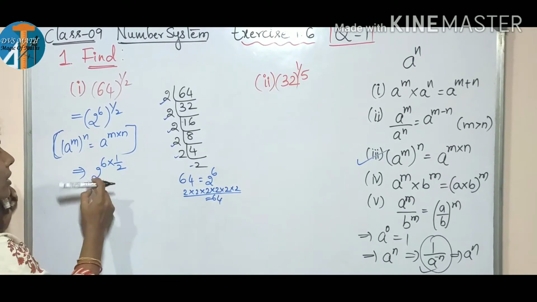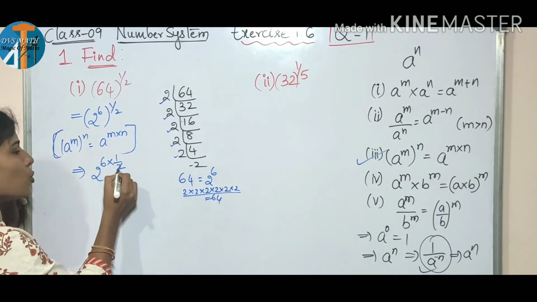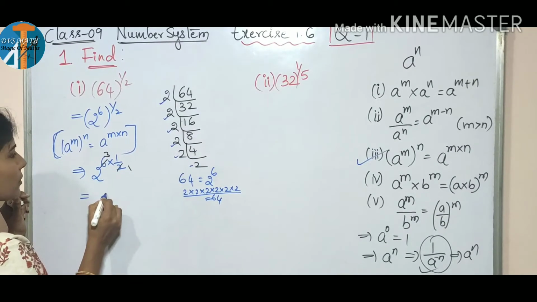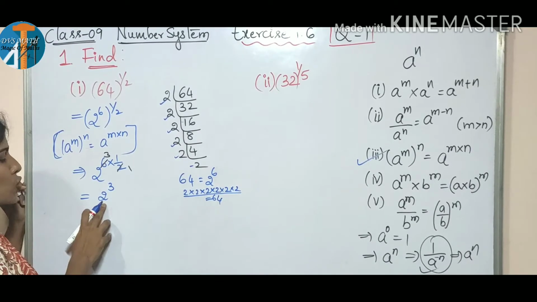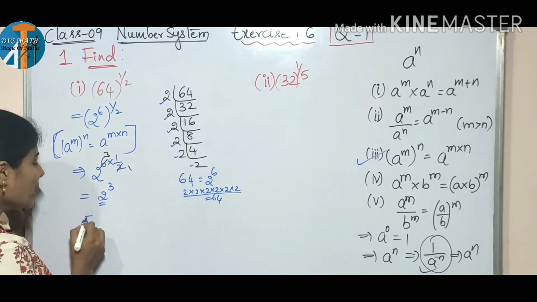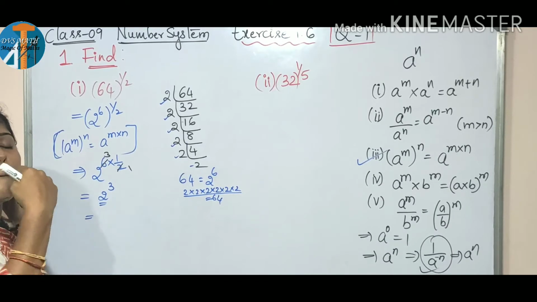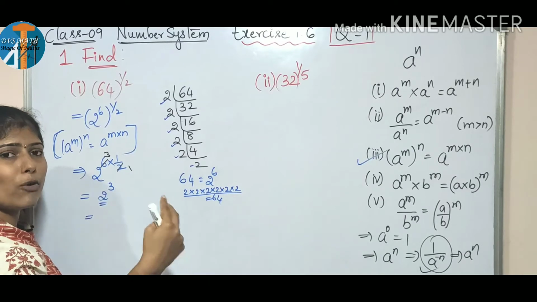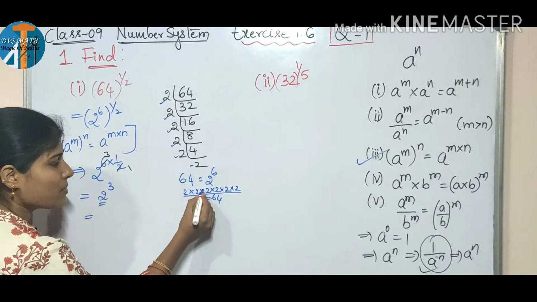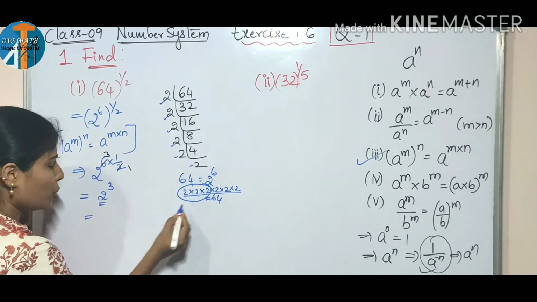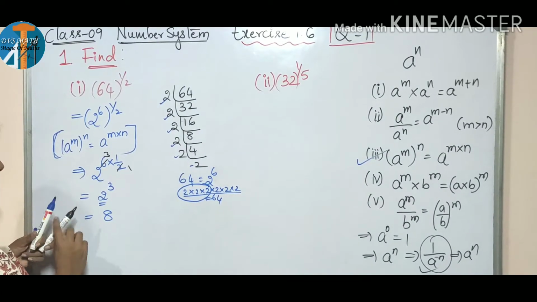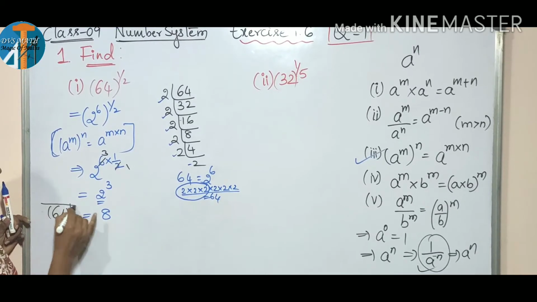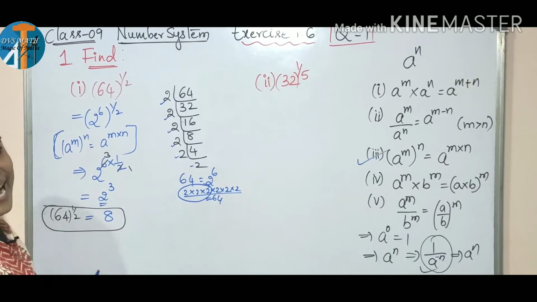So now observe here, 6 into 1 by 2: 2 ones are 2, 2 threes are 6. Correct. So finally we got 2^3. You can stop here, it says 2^3, or you can simplify further. 2^3 means multiply 2 three times. That means 2 twos are 4, 4 twos are 8. So the answer is 8. So 64^(1/2), its value is equal to 8.